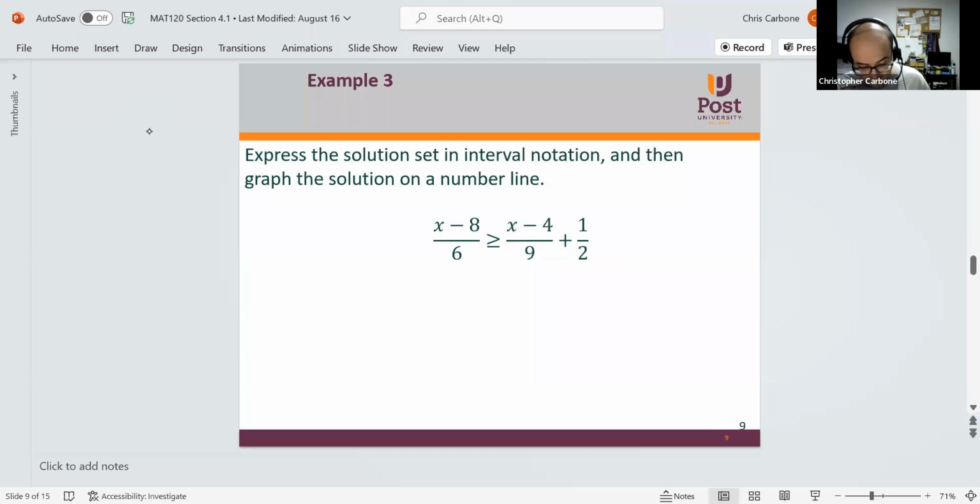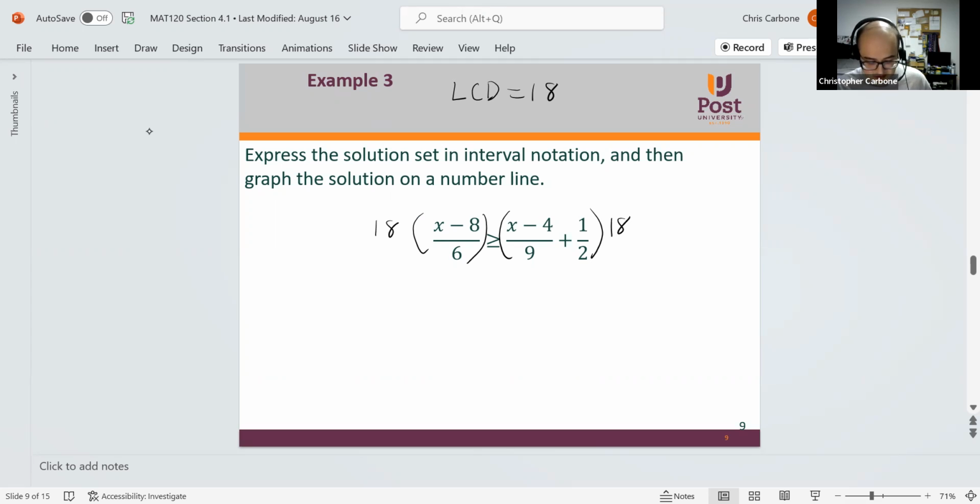Well, my third example of this, a bit more complicated. We want to express this solution set in interval notation, and then graph the solution on a number line. Since we have all those fractions, let's multiply by the least common denominator for this, just to clear them all at once. For 6, 9, and 2, that would be the number 18. So multiplying the left and the right by 18.